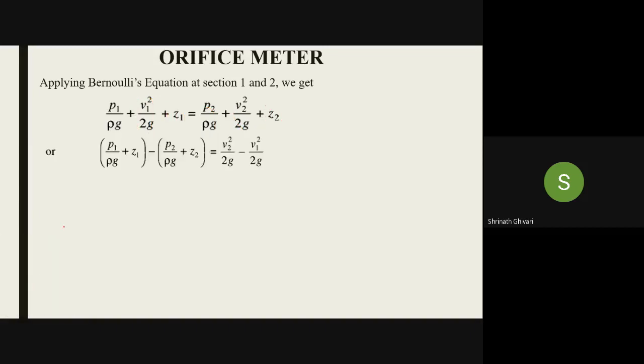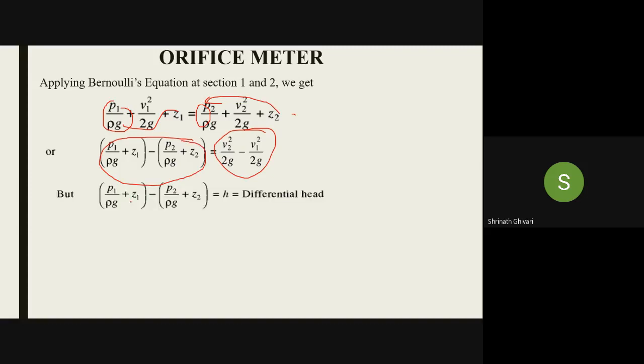Now I have written it like this: P1 by rho g plus Z1 minus P2 by rho g plus Z2 equal to V2 square by 2g minus V1 square by 2g. I have separated this. Now, what is this? This is H. That is, P1 by rho g plus Z1 minus P2 by rho g plus Z2 equal to H. Okay. Now, therefore, H equal to what?